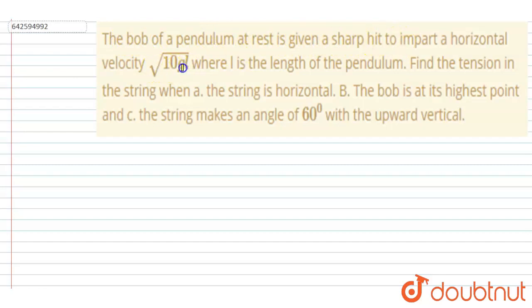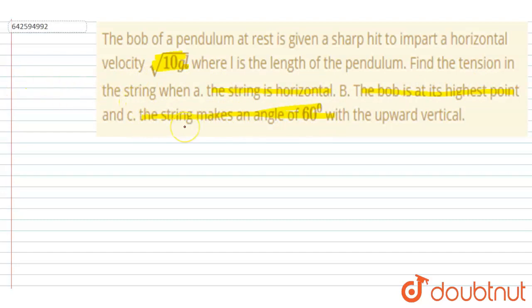Hello everyone, the bob of a simple pendulum at rest is given a sharp hit to impart a horizontal velocity of under root 10 gL, where L is the length of the pendulum. Find the tension in the string when the string is horizontal and the bob is at the highest point and the string makes an angle 60 degree with the vertical upward, right?